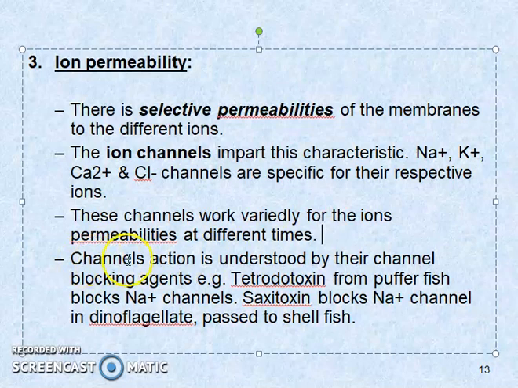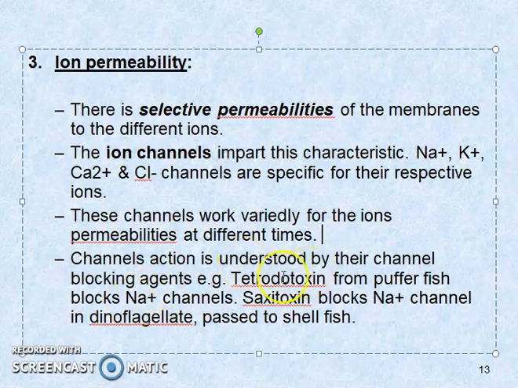Now, channel action is understood through channel blocking agents. How did we get to know that these channels work in this way? If everything is going all right, we never know how they are working. But if an abnormality happens, we find out why it happened, and ultimately we understand the actual mechanism which is normally happening, and now it is stopped.